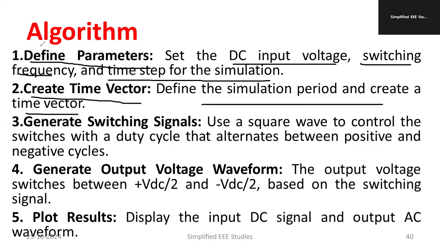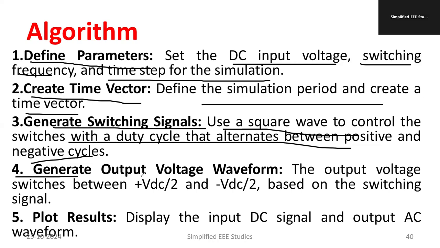Next is generating the switching signal. It is very essential that, since we have two switches, we have proper control of the two switches. The operation of the two switches will be anti-parallel, in the sense that both are opposite to each other. A square wave controls the switching pulses' duty cycle for the alternating positive and negative cycles, like S1 equal to minus S2. The pulses will be in that particular fashion.